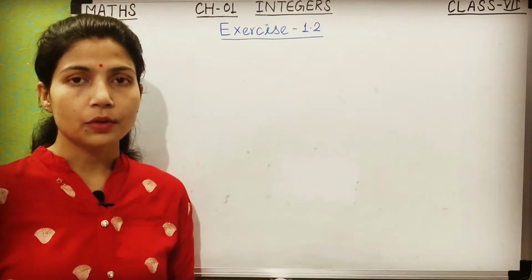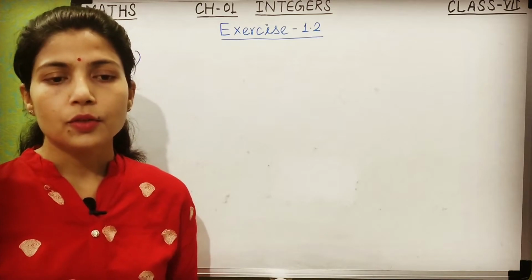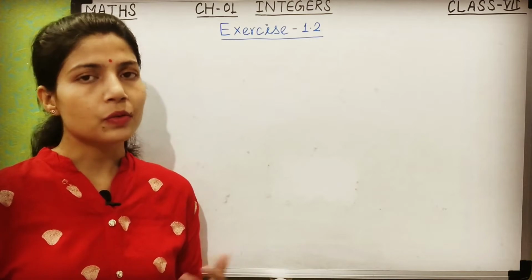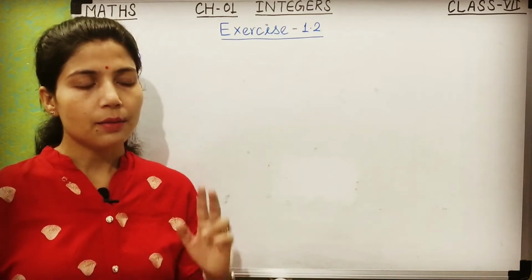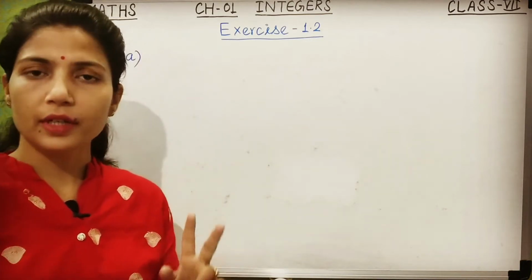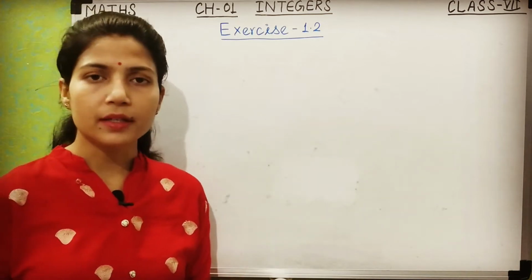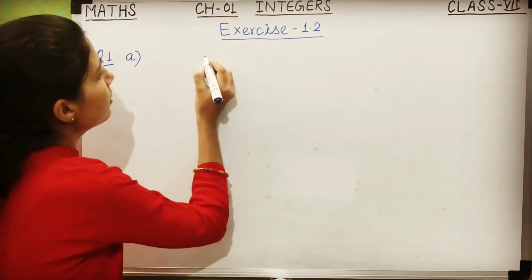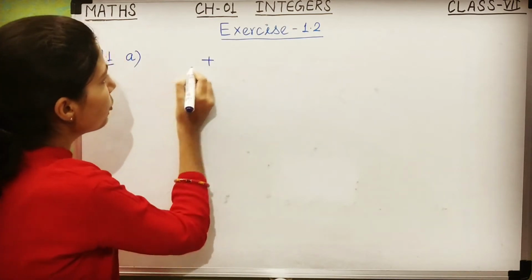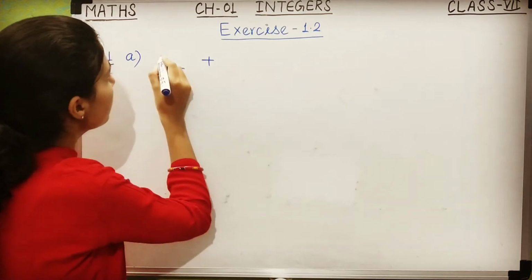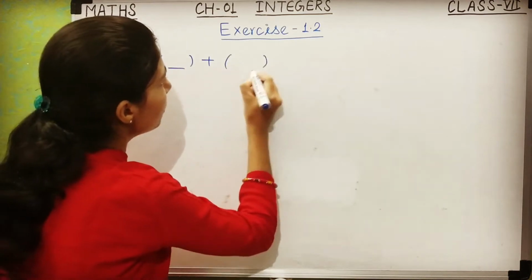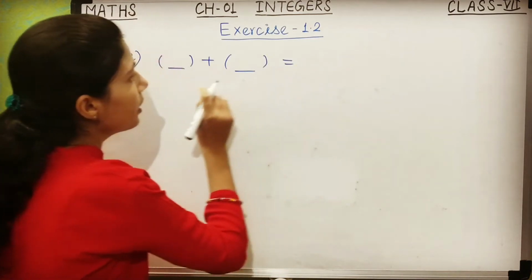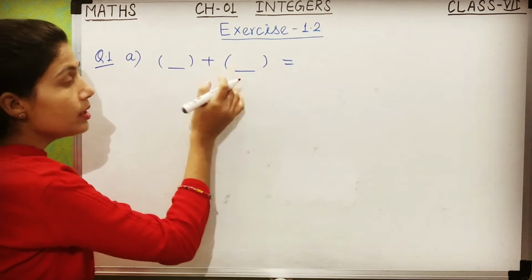minus 7. Okay, so in this question you have to find a pair of integers whose sum, means whose addition, is minus 7. हमें ऐसे दो integers find करने हैं, लिखने हैं जिनका sum क्या है minus 7. Okay, so we have to find the sum of two integers. So I am putting here an addition sign between two integers. Okay, we don't know these integers, we have to find them.